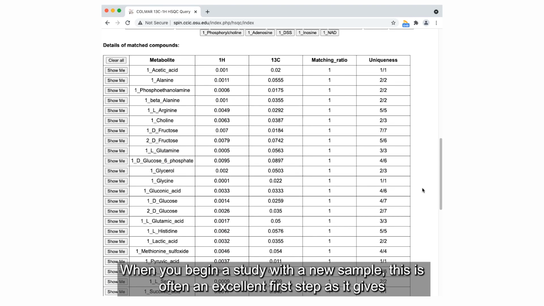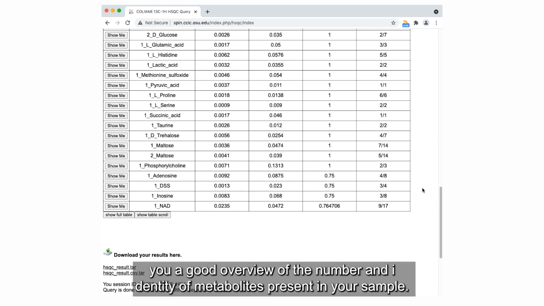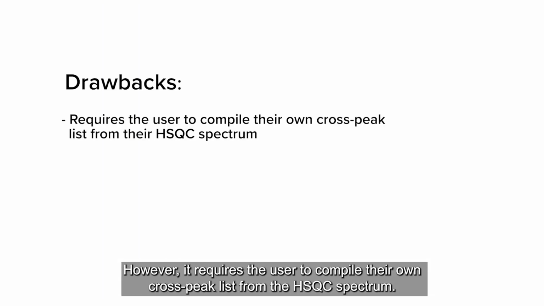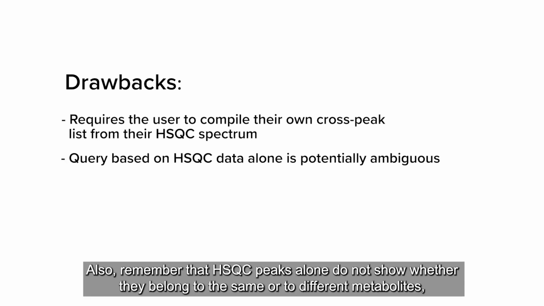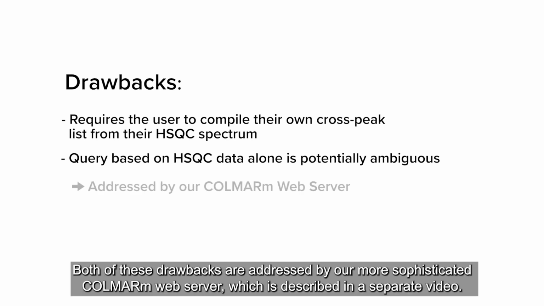When you begin a study with a new sample, this is often an excellent first step as it gives you a good overview of the number and identity of metabolites present in your sample. However, it requires the user to compile their own cross-peak list from the HSQC spectrum. Also, remember that HSQC peaks alone do not show whether they belong to the same or to different metabolites, which makes the query based on HSQC data alone potentially ambiguous. Both of these drawbacks are addressed by our more sophisticated COLMAR web server, which is described in a separate video.